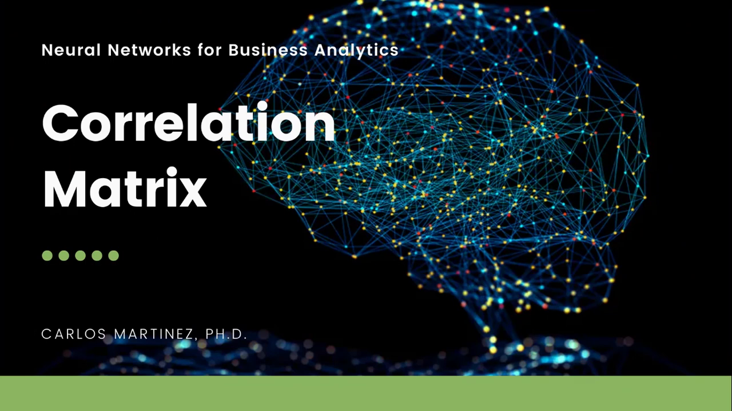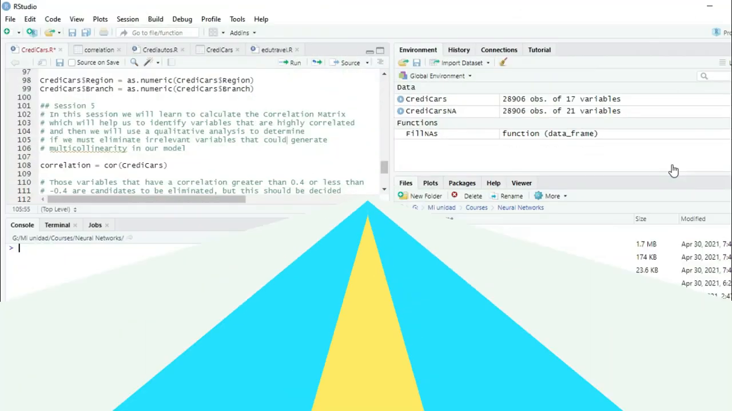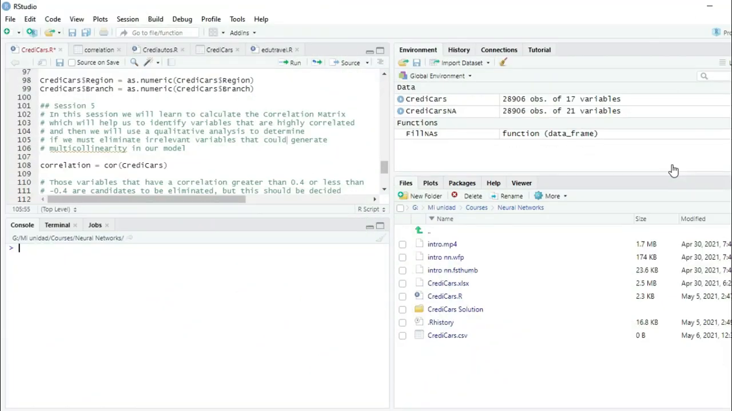Welcome! In this session, we will learn to calculate the correlation matrix, which will help us to identify variables that are highly correlated. And then we will use a qualitative analysis to determine if we must eliminate irrelevant variables that could generate multicollinearity in our model.